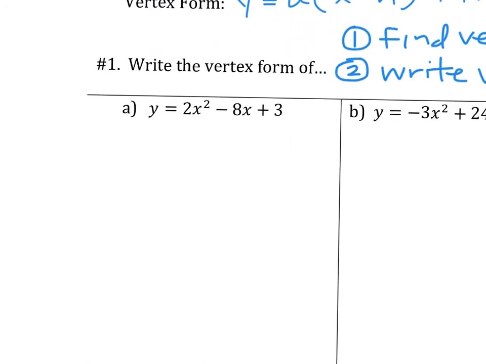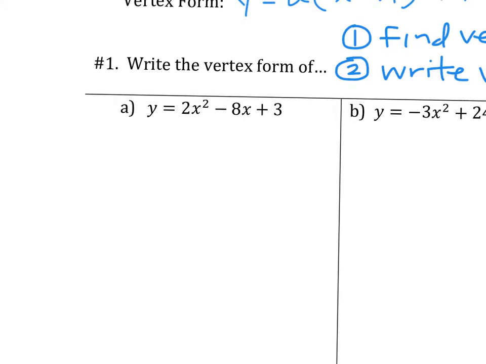All right, here it is. Write the vertex form of y equals 2x squared minus 8x plus 3. Okay, so we know that a is what? 2. Okay, so a is going to be 2 in your new equation also. We know a is 2. That's this term right here.